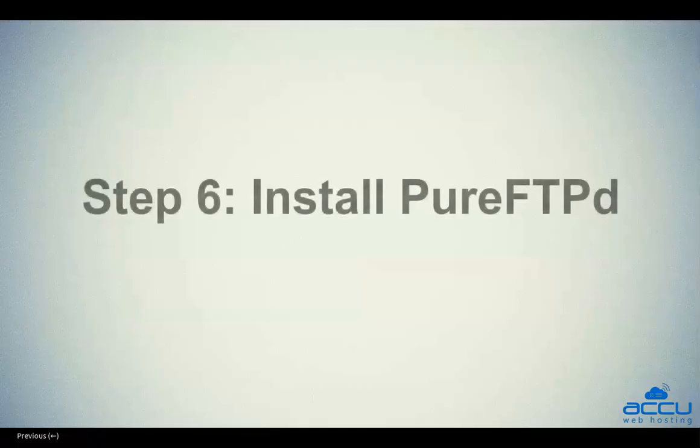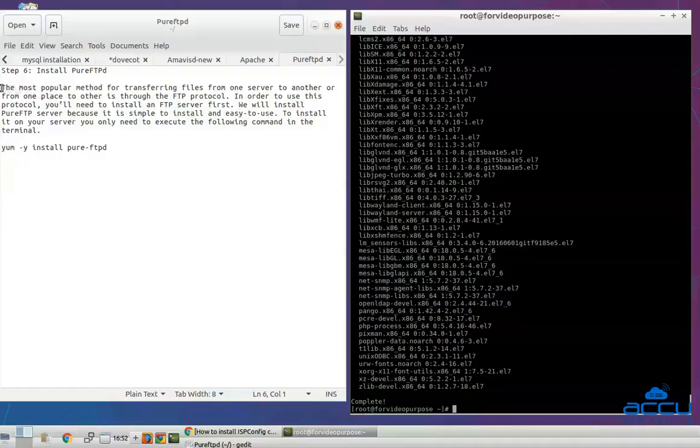Step 6. Install pure-ftpd. The most popular method for transferring files from one server to another or from one place to other is through the FTP protocol. In order to use this protocol, you'll need to install an FTP server first. We will install pure-ftp server because it is simple to install and easy to use. To install it on your server, you only need to execute the following command in the terminal.